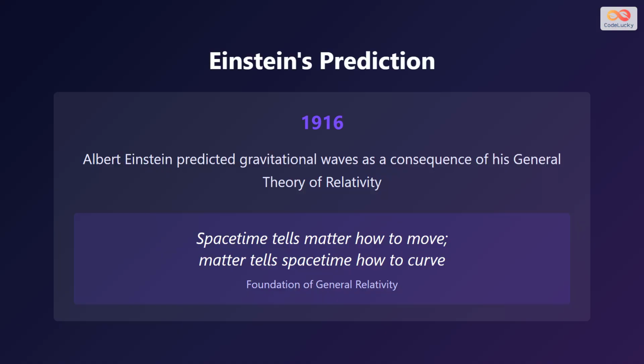In 1916, Albert Einstein made a remarkable prediction as part of his general theory of relativity. Einstein revolutionized our understanding of gravity by proposing that massive objects don't just pull on each other through empty space. Instead, they curve the fabric of spacetime around them. According to his theory, spacetime tells matter how to move, and matter tells spacetime how to curve. Einstein's equations showed that when massive objects accelerate, they should create waves in this curved spacetime. However, these waves would be so incredibly weak that Einstein himself doubted they could ever be detected. It would take nearly 100 years before technology advanced enough to prove him right.